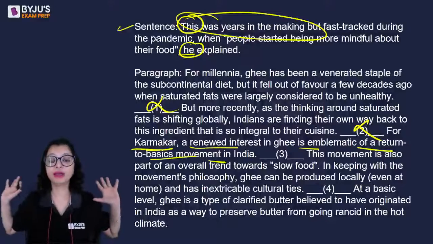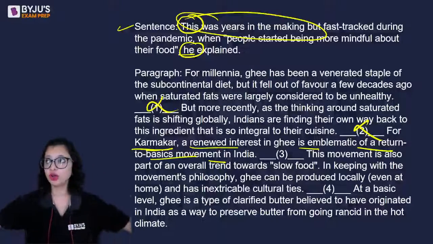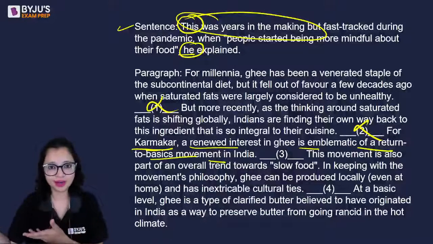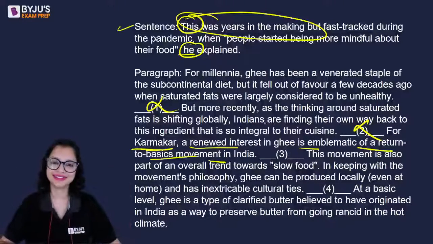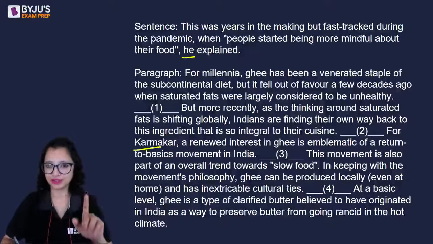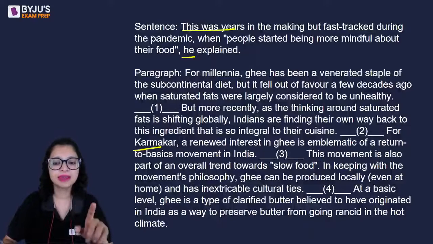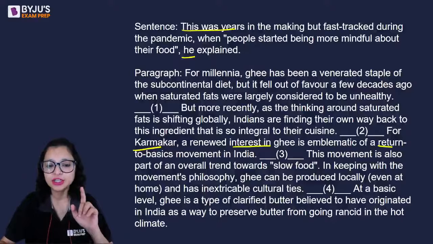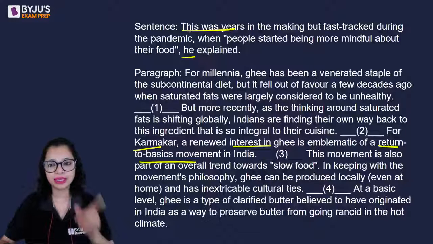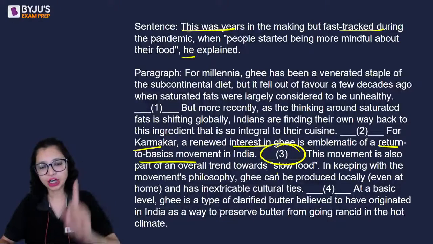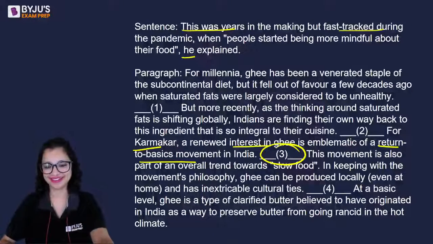Everybody said, we'll move back to basic. We'll go to our village. We'll stay there. We'll go to our native town. We'll eat ghee, makhan and everything that we get in our hometown. It was moving back to basic. So, the pronoun he used is for Karmakar. This was years in the making is the renewed interest in ghee and return to basic movement. It fast tracked during the pandemic. Our answer has to be third only. Yes, you got that right, classy gamers. It has to be third.